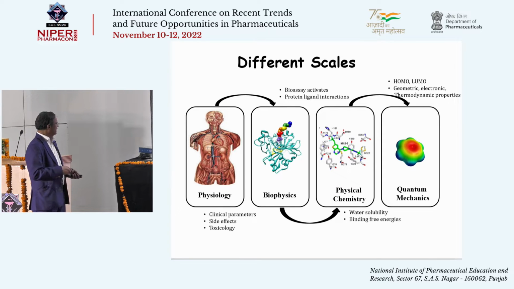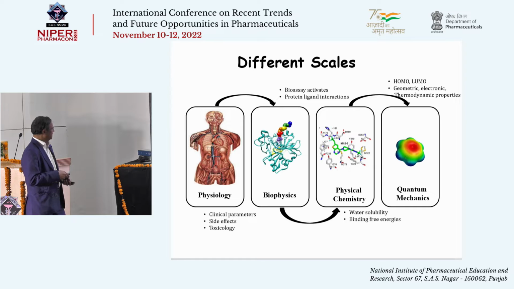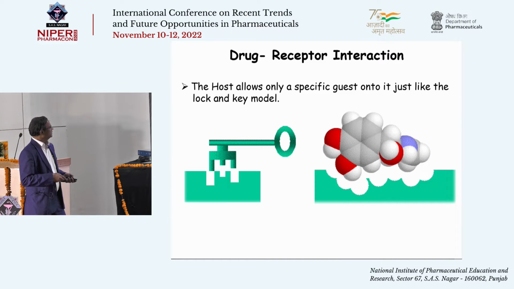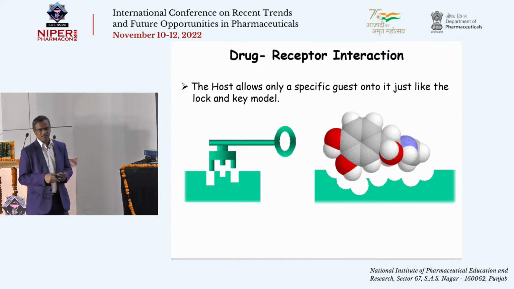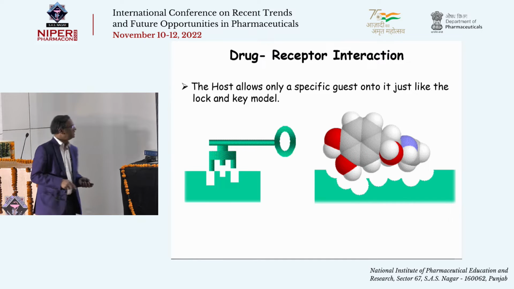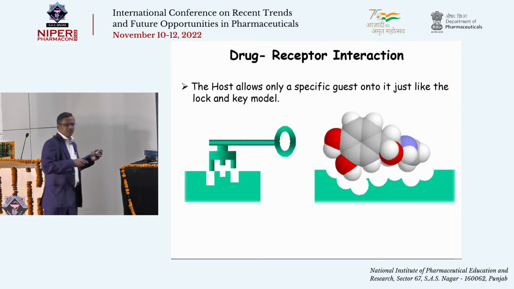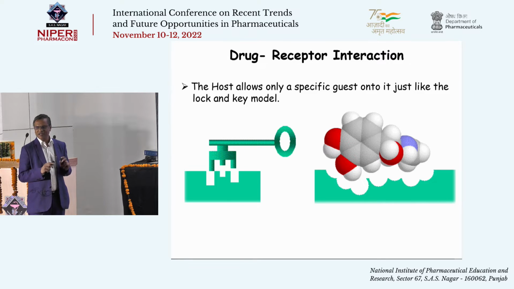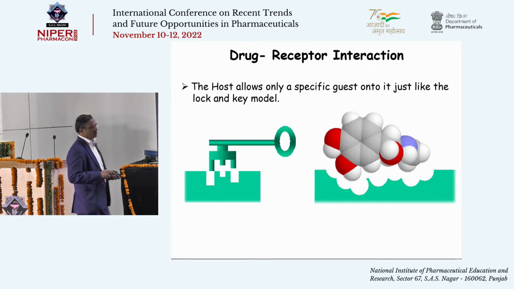There are different scales. You have physiology, clinical parameters, biophysics, and also physical chemistry, and when you go to the bottom, you have quantum mechanics. So for example, there is a theory of drug-receptor interaction. A small molecule binds with a known receptor or unknown receptor somewhere and elicits a biological response. So the host allows only a specific guest into it, just like the lock and key model.